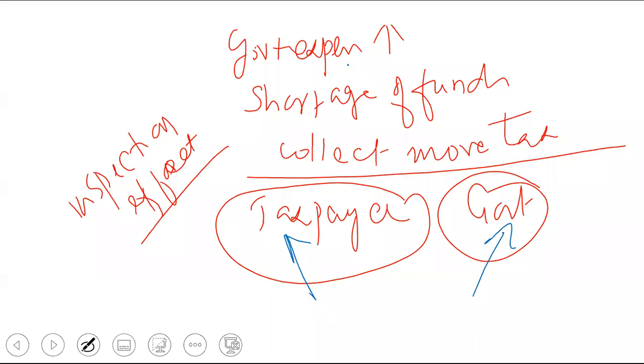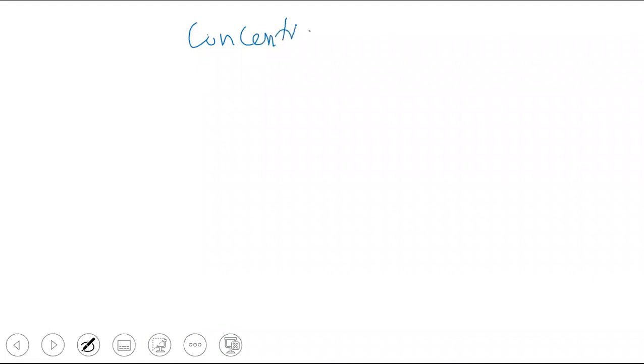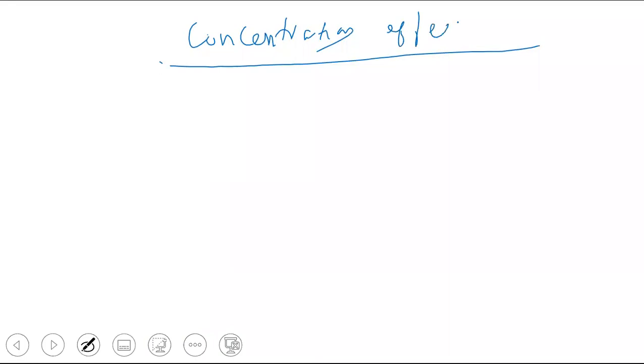Okay. Now the last one is concentration effect. Concentration effect.